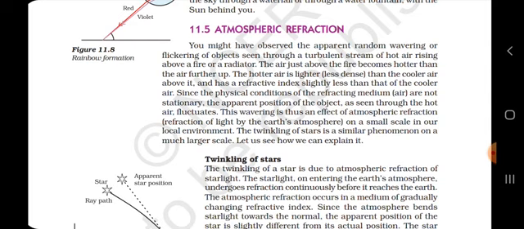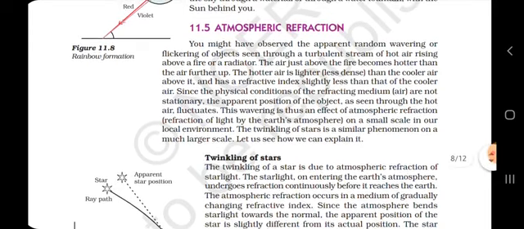But what happens whenever the atmosphere is changing its size or its volume from thicker to thinner to thicker, we can see that the light gets twinkled. Actually, the light is not twinkling, it is the atmosphere that is continuously changing, and so we see the twinkling of stars.